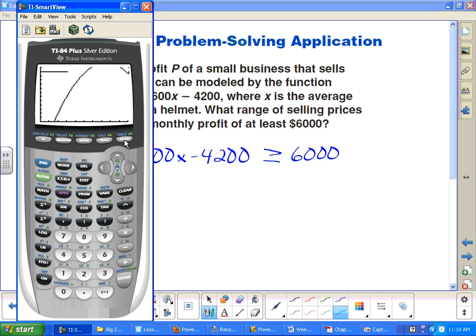Oh, that looks much better. Okay. We might even want to go a little bit farther, right? With both our y max and our x max so we can see this a little bit better. Let's go back to our window. Let's go to 60 on the x, and let's go to 7,500 on the y. There we go. All right. Now, we want to know what range of selling prices are going to give a monthly profit of at least $6,000. So what do I need to find now?